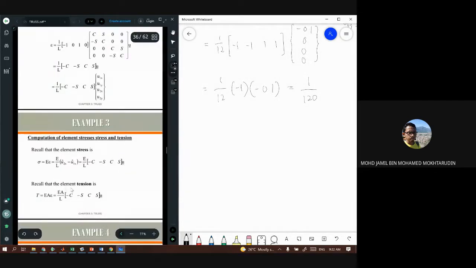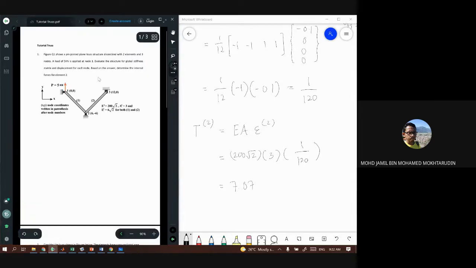Then from here, you can calculate the tension, okay, or the internal force. So tension on the element number 2 equals E times A times strain on the element number 2. So just substitute the value. So you get 7.07. So the unit is in kilonewton.